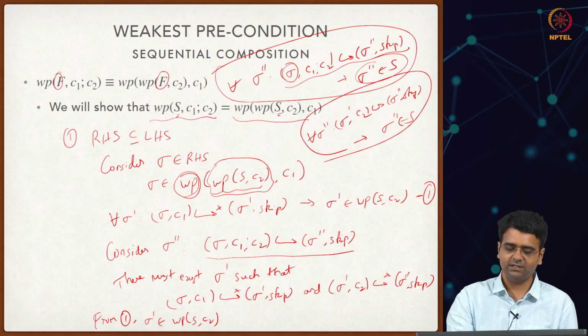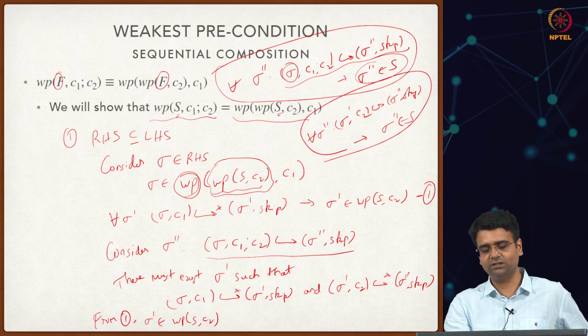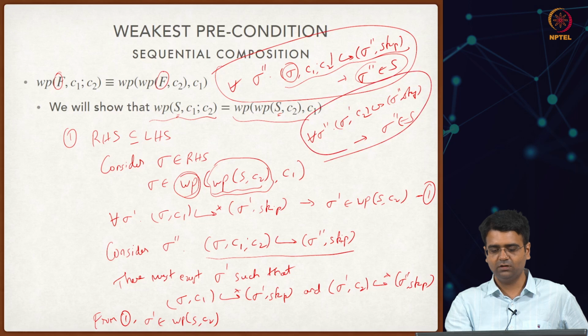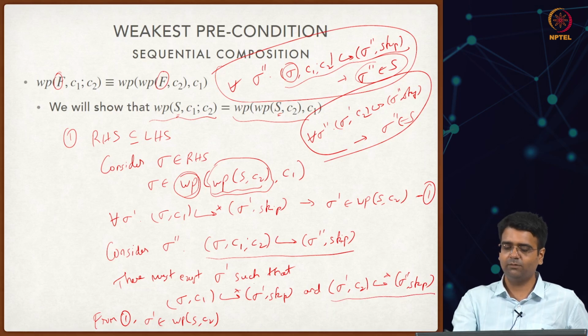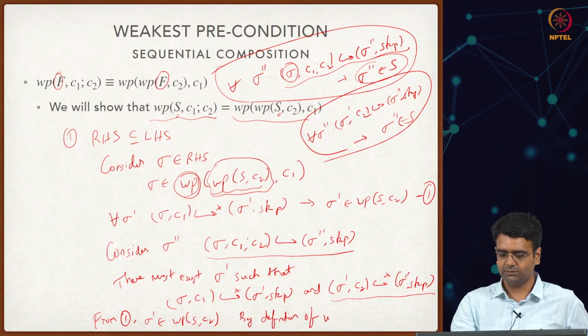Because sigma prime is in WP(S, C2), the weakest precondition of S with respect to C2, I know that any execution of C2 on sigma prime must lead me to a state which is in S. In this case, on executing C2 on sigma prime, I reach the state sigma double prime, but from the definition I know that sigma double prime must be present in S. So again by the definition of weakest precondition, sigma double prime must be present in S.